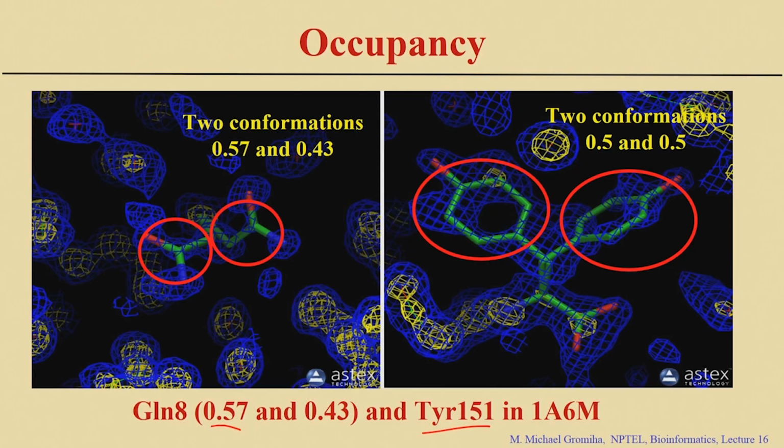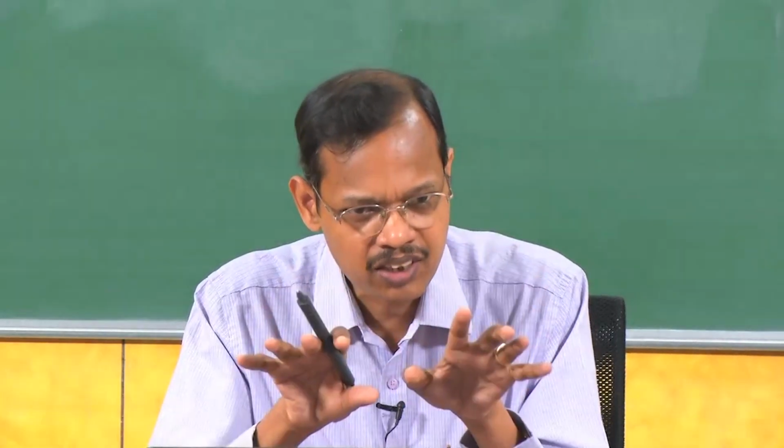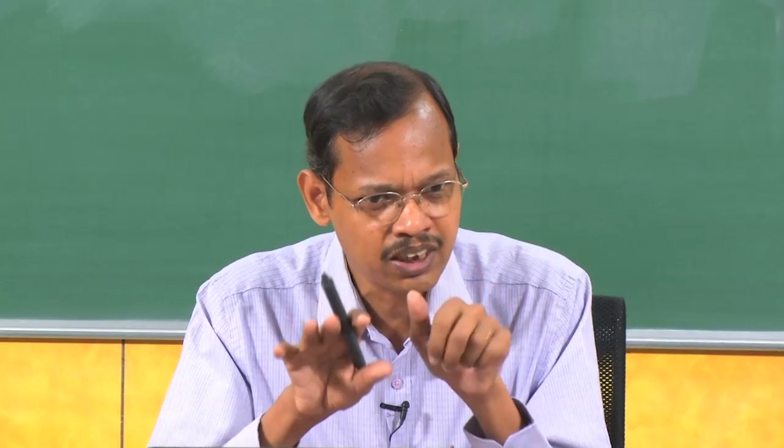If the same position is occupied by all the molecules, then the occupancy is 1. Depending upon the binding, it may have different orientations. If they have different conformations, then the occupancy is split so that the total will be equal to 1.